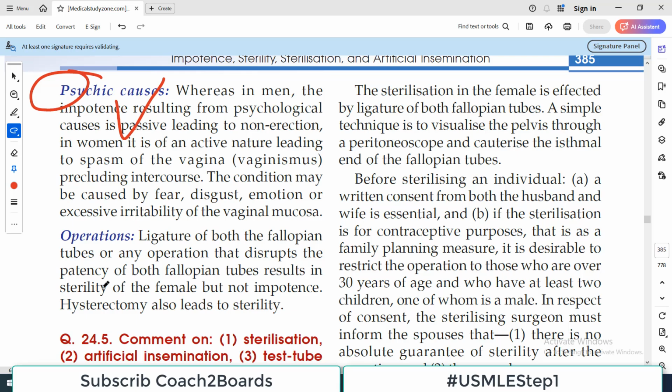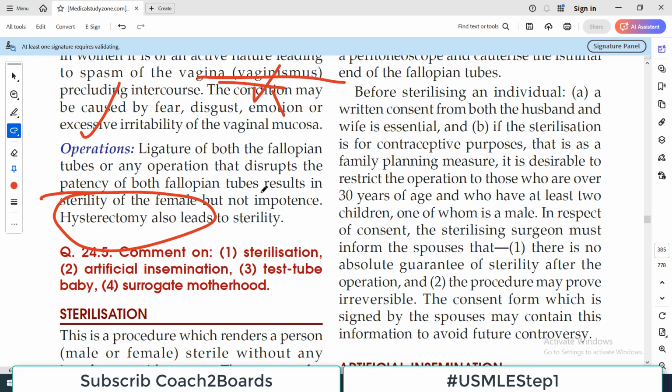एंड ऑपरेशन फॉर एग्जाम्पल, सो अगर किसी के फलोपियन ट्यूब लाइगेट किया है, सो दैट्स एन ऑपरेशन. अब फर्टिलिटी नहीं होगी, सो दीज फीमेल्स आर स्टेराइल. हिस्टेरेक्टमी फॉर एग्जाम्पल, किसी को ट्यूमर्स थे यूट्रस में, तो ऑपरेशन की वजह से भी इनफर्टिलिटी हो सकती है.